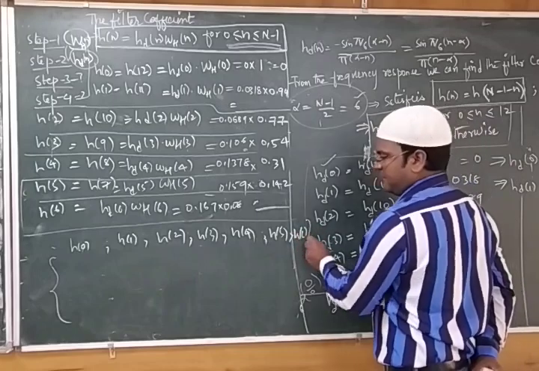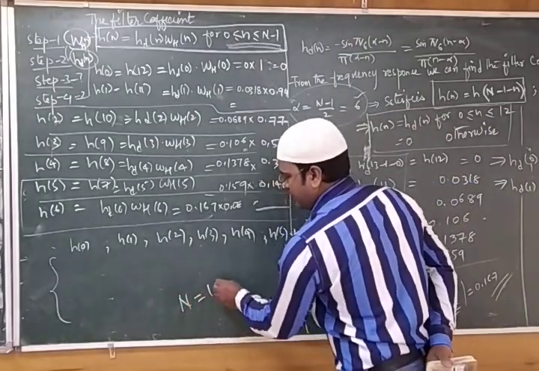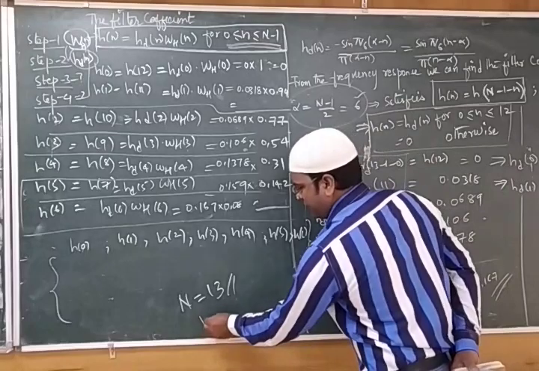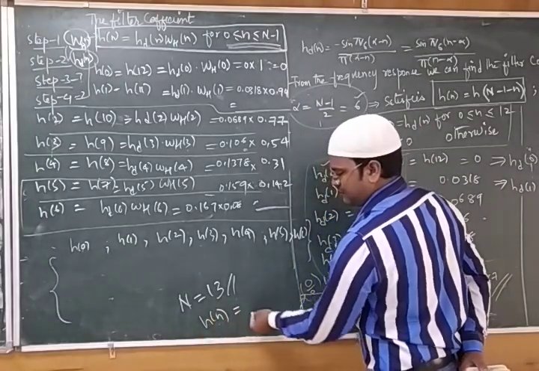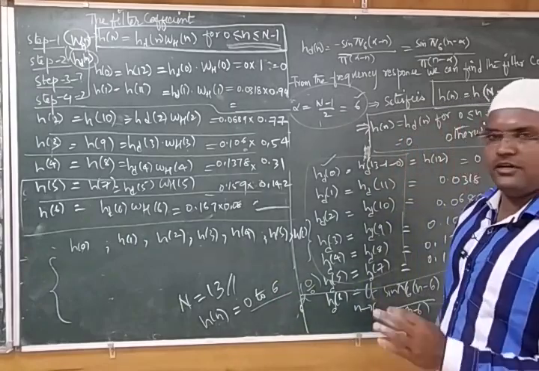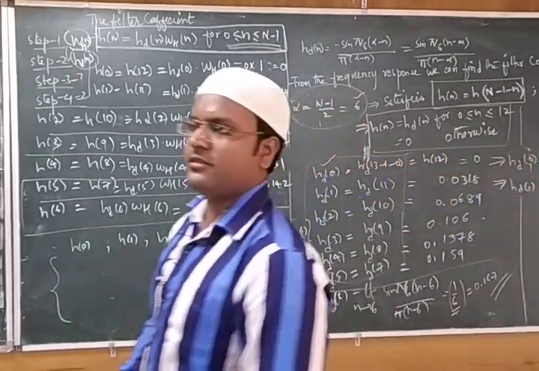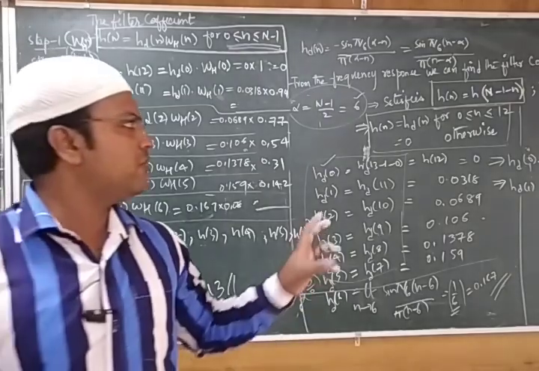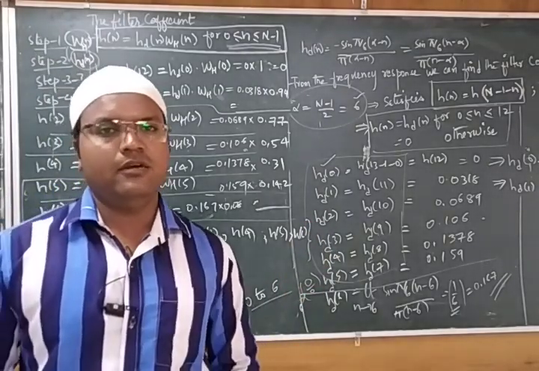So in total how many samples were given? They gave n equal to 13 samples, but how many h of n are we getting? h of n we are getting from 0 to 6, right? So that means we are dividing it into two parts. This is the way we completed your windowing question by taking the Hamming window.